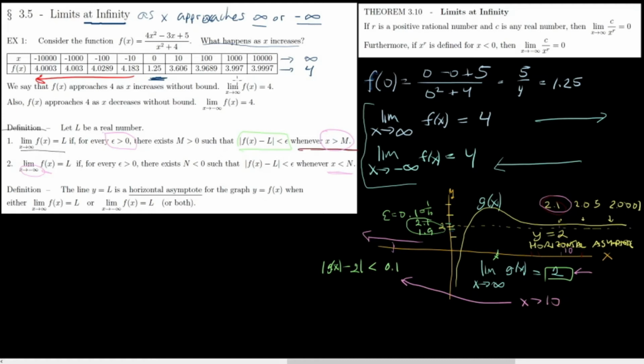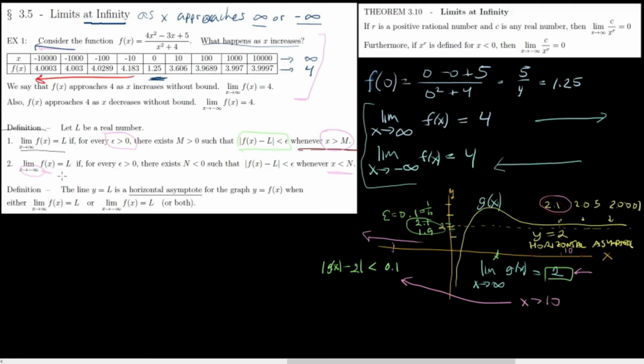For our purposes, I'm more interested if you understand that we use the table here to calculate values of x when x is getting very big, going to infinity, or when x is very big in the negative sense, going to negative infinity. So there are two different limits, one going to positive infinity, one going to negative infinity. And the fact that they're both equal to 4 in the first example is a coincidence. They don't have to be equal in some cases.